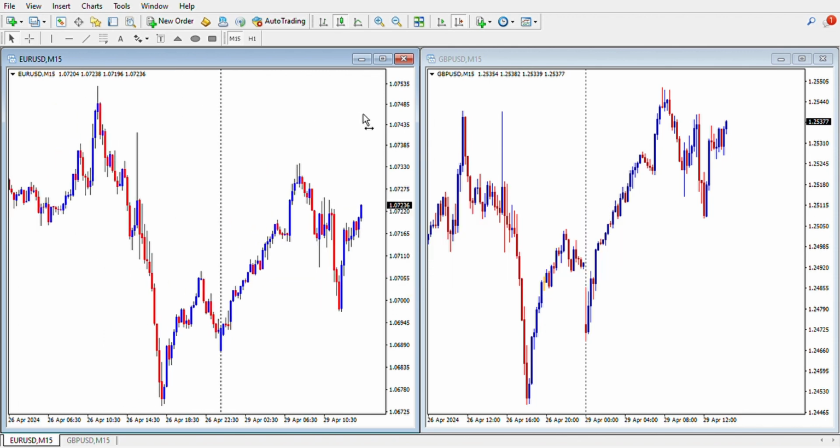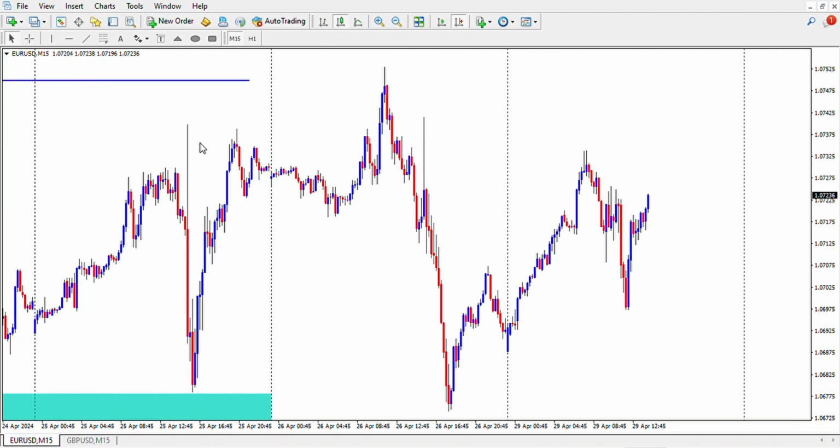So what we are going to do today is go through Euro USD and analyze it for a potential setup. So let's just go to the 1 hour and see what's going on.